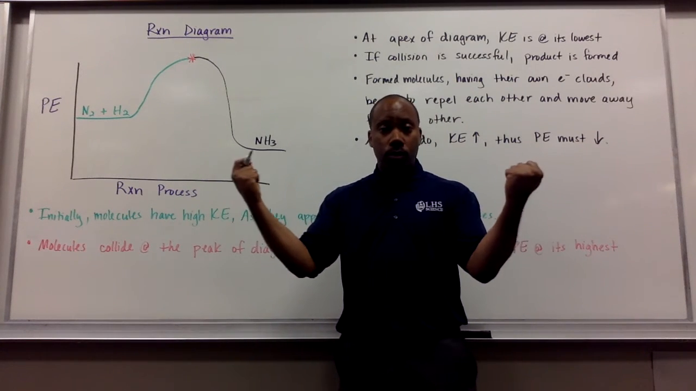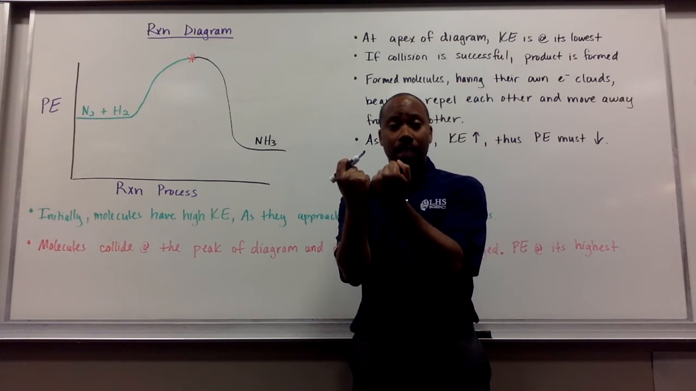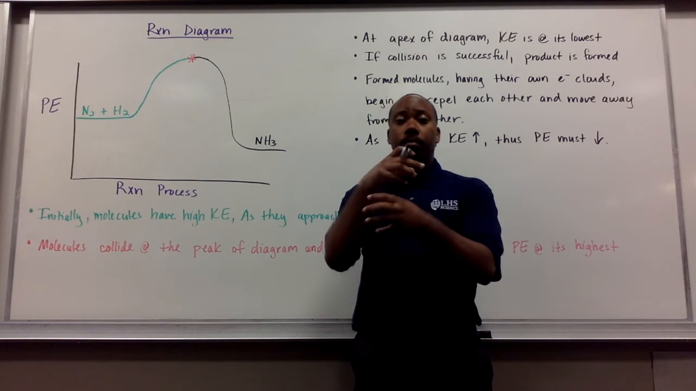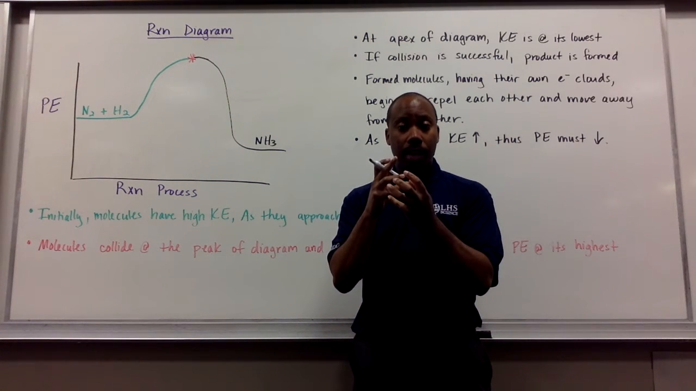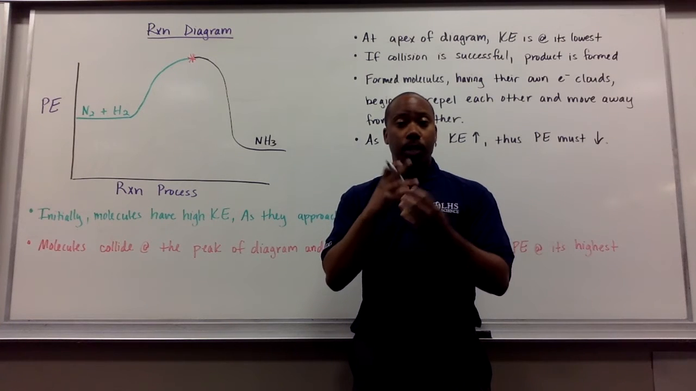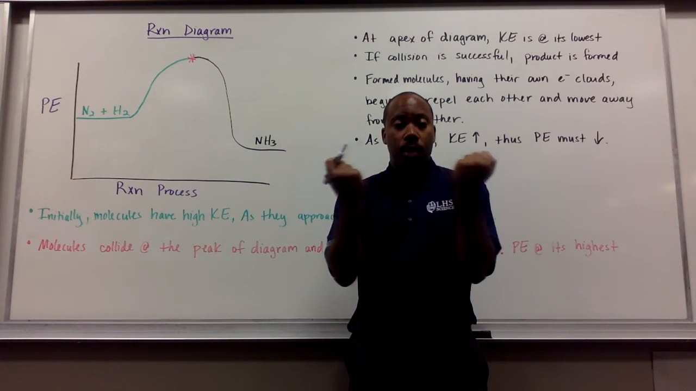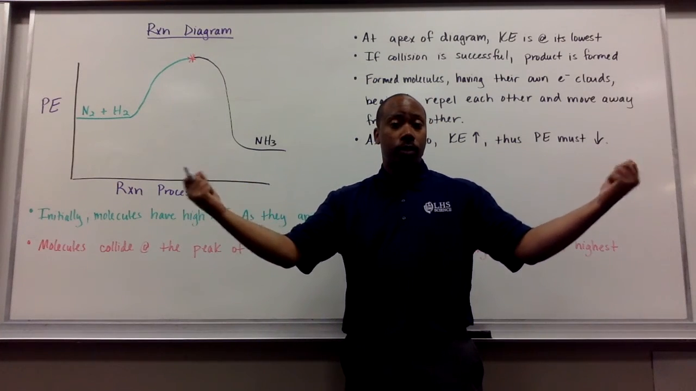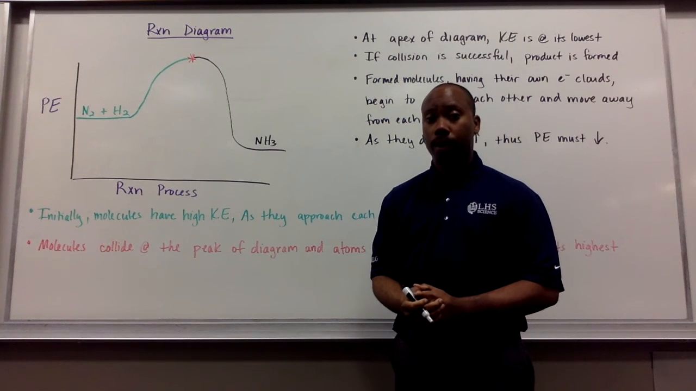As they approach, kinetic energy decreases, potential energy increases, they collide. Given they have enough energy during that collision, they'll have a chemical reaction together. The atoms will be rearranged to form the product. The products will then repel one another, decreasing the potential energy and increasing the kinetic energy, thus forming this reaction diagram.